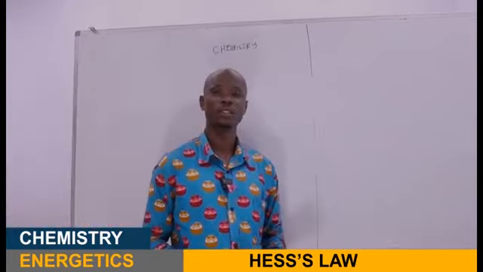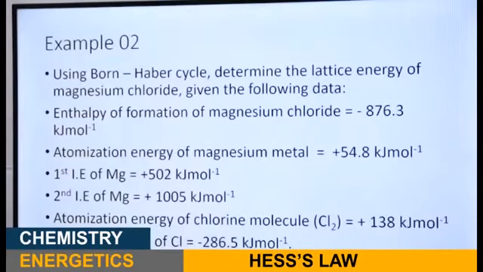Now, my dear students, welcome to the second example. The second example says, using the Born-Haber cycle, determine the lattice energy of magnesium chloride given the following data. The first data: the enthalpy of formation of magnesium chloride is negative 876.3 kilojoules per mole. The second: the atomization energy of magnesium metal is positive 54.8 kilojoules per mole.